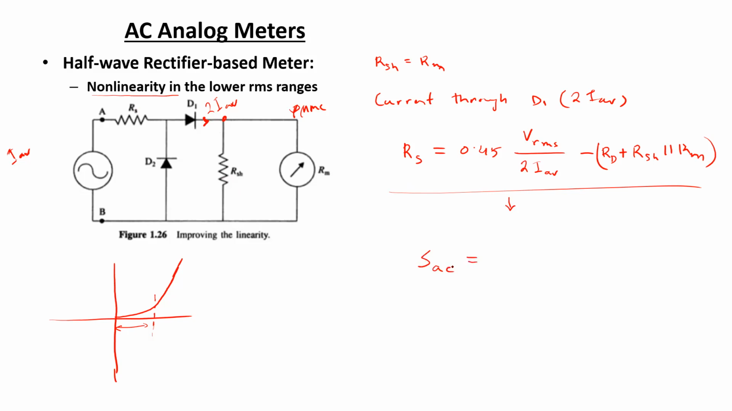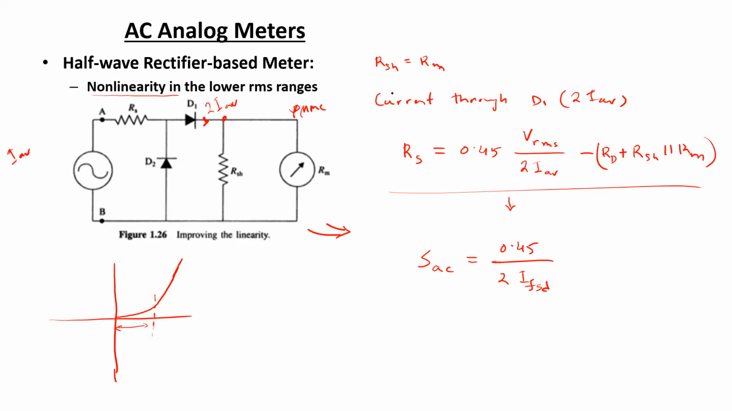In this case, if this particular expression is considered, then the sensitivity of the half wave rectifier based meter for this arrangement of the circuit would be 0.45 divided by 2 into IFSD. We can write in this pattern. So in this case, the sensitivity will further reduce. In order to improve the accuracy, as modifications are done in the circuit diagram, the sensitivity is getting reduced a little bit compared to the initial case.